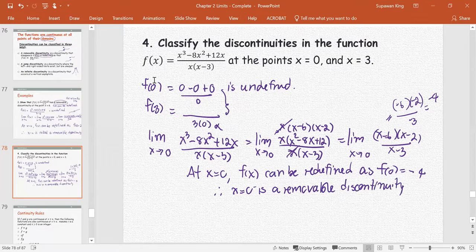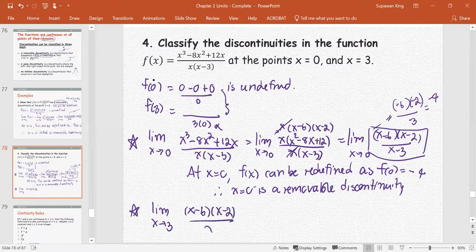Okay, so next one, for the case where we look for the limit as x approaches 3, we just use the same reduced factored form of the function, (x - 6)(x - 2) divided by (x - 3). As you see, this case is going to give us some kind of infinity, either positive or negative infinity. We can analyze it by looking at the left-hand side and right-hand side limits. Okay, so look at two cases.